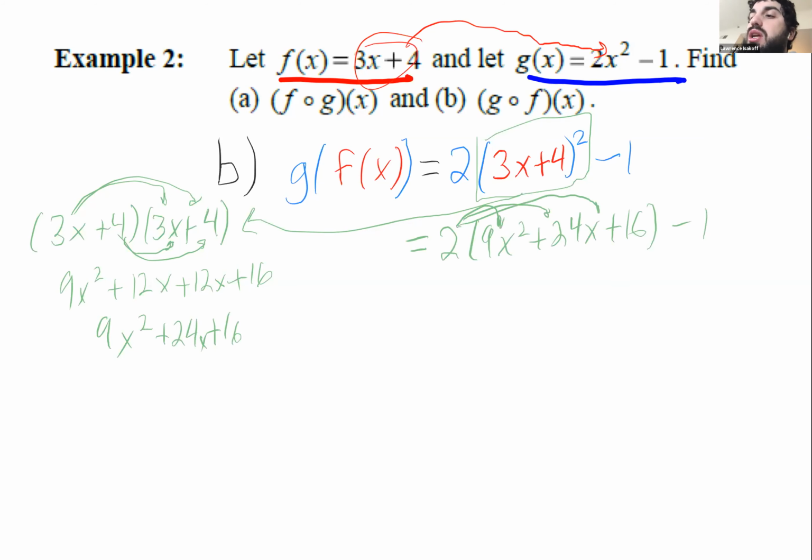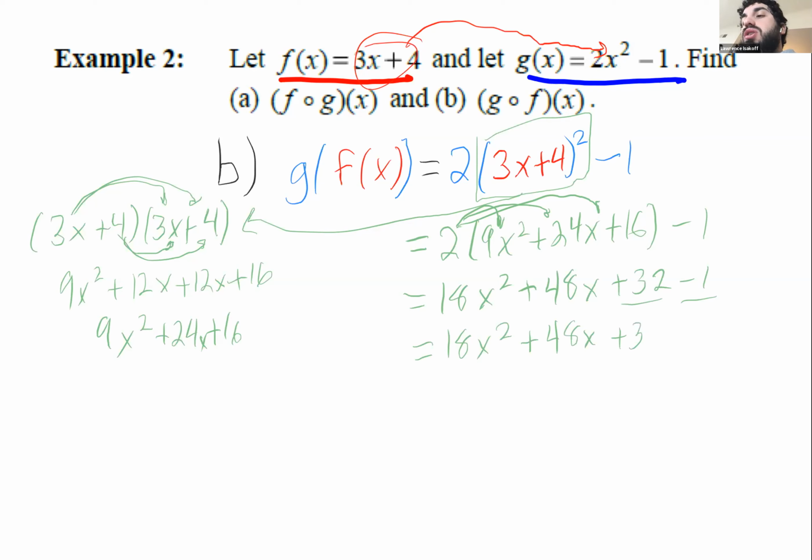Distribute the 2 here, and that will give me 18x squared plus 48x plus 32, since I'm multiplying by 2, minus 1. 32 minus 1 is the last thing to combine. 18x squared plus 48x plus 31. Okay, I know that one was a lot more work than the other one. It's okay.